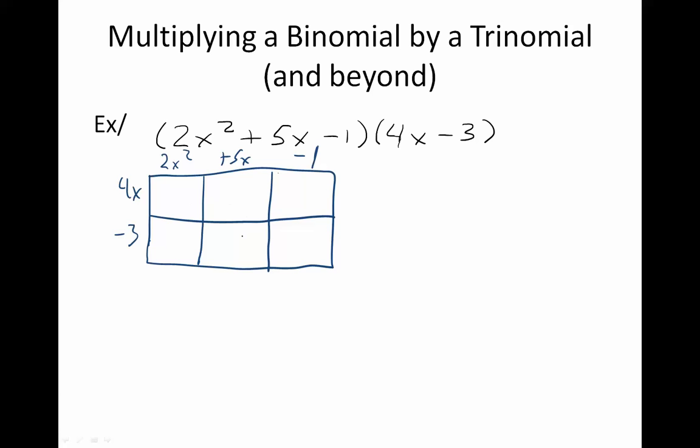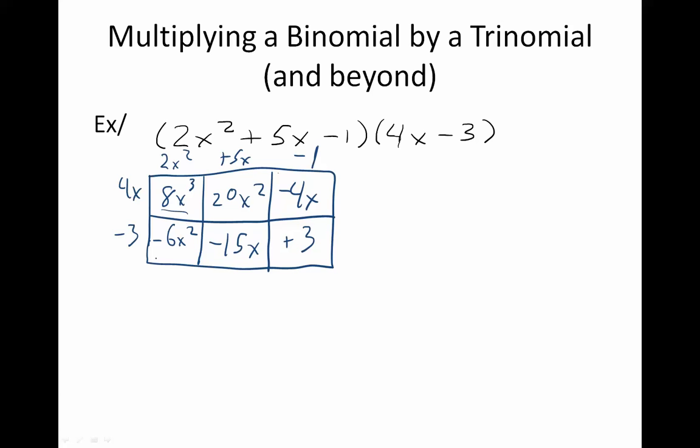All right, let's multiply everything in the boxes. 4x times 2x squared makes 8x cubed. 4x times 5x makes 20x squared. 4x times negative 1 makes negative 4x. Notice how this is really just like I'm distributing, right? It's just the same. It's just a different way of organizing it. Negative 3 times 2x squared is negative 6x squared. Negative 3 times 5x is negative 15x. And negative 3 times negative 1 is positive 3.